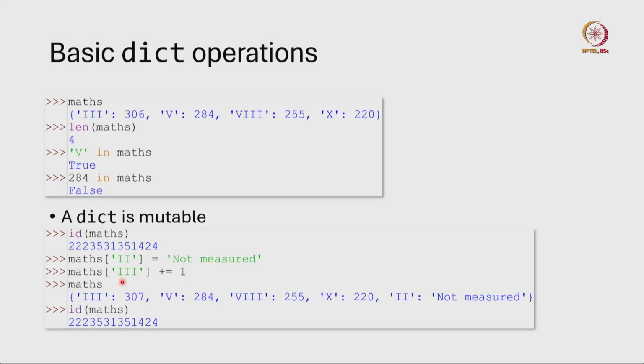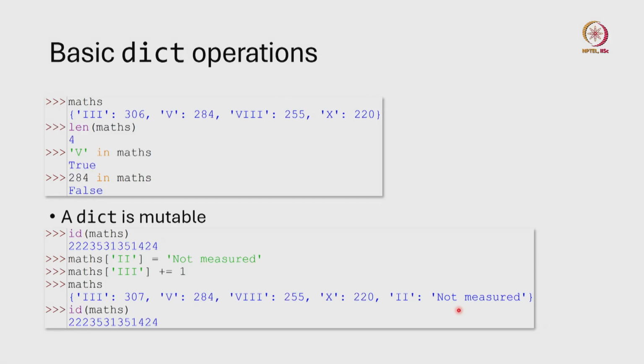I can also do something like this. I can say, find me the value associated with key 3 and increase it by 1. So now when I print this maths dictionary, I will get that key 3 is associated with 307. Remember earlier, key 3 was associated with the value 306. So I have mutated the information inside the dictionary while keeping the object the same. Furthermore, I have added one more key that did not appear earlier, and this key is associated with the value not measured.